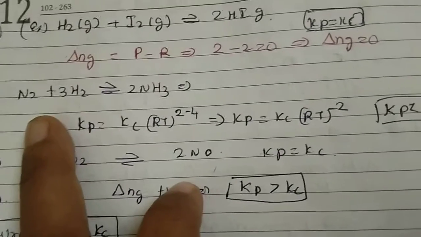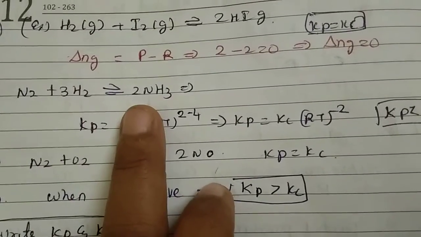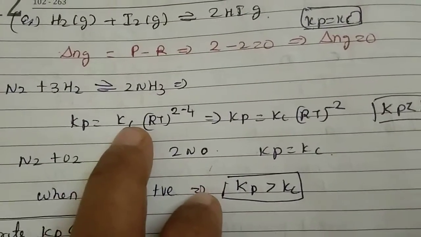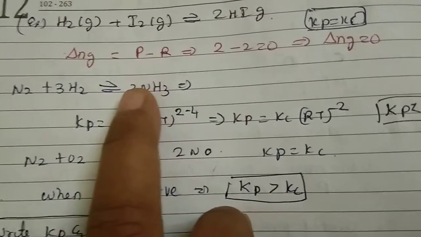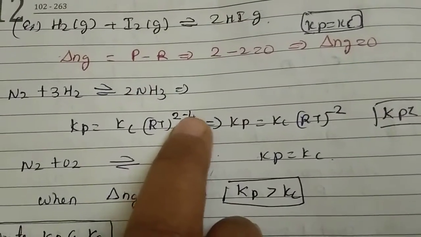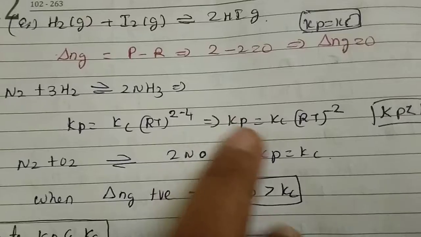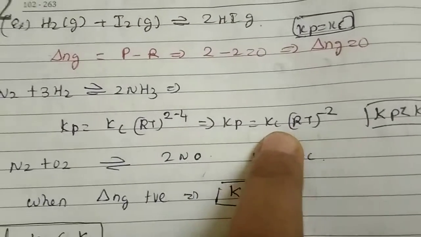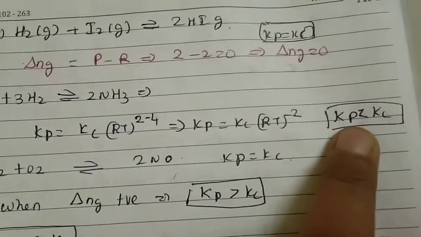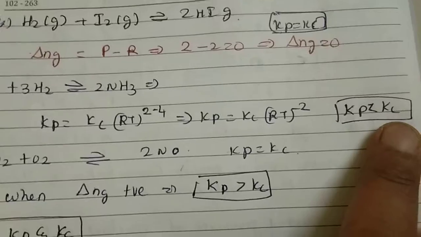Next example, N2 plus 3H2, we are getting 2NH3. So Kp equals Kc (RT) power 2 moles of product minus 4 moles of reactant. We are getting Kp equals Kc (RT) power minus 2. So Kp is less than Kc.